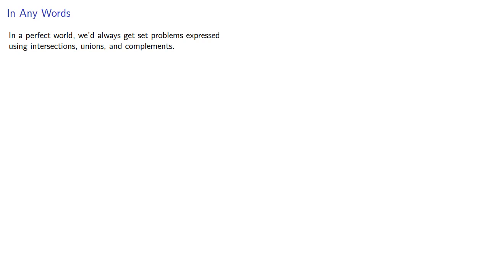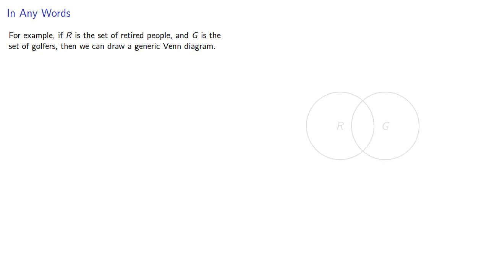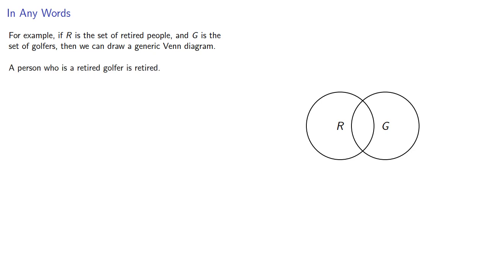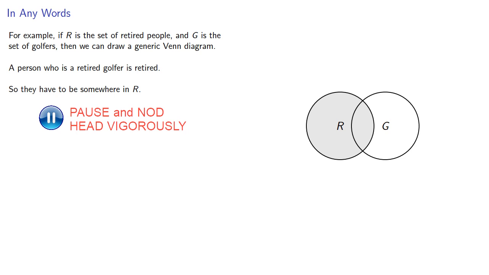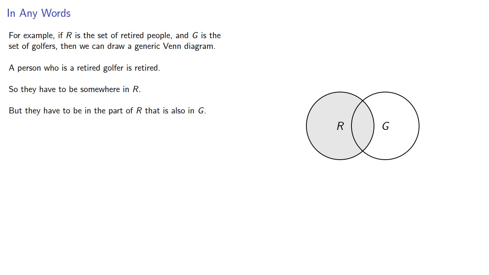In a perfect world, we'd always get set problems expressed using intersections, unions, and complements. We don't live in that world. We might be given a set expression in natural language. For example, let R be the set of retired people and G the set of golfers. We can draw our generic Venn diagram. A person who is a retired golfer is retired, so they have to be somewhere in R. But they have to be in the part of R that's also in G. So they have to be in this intersection, R intersect G.